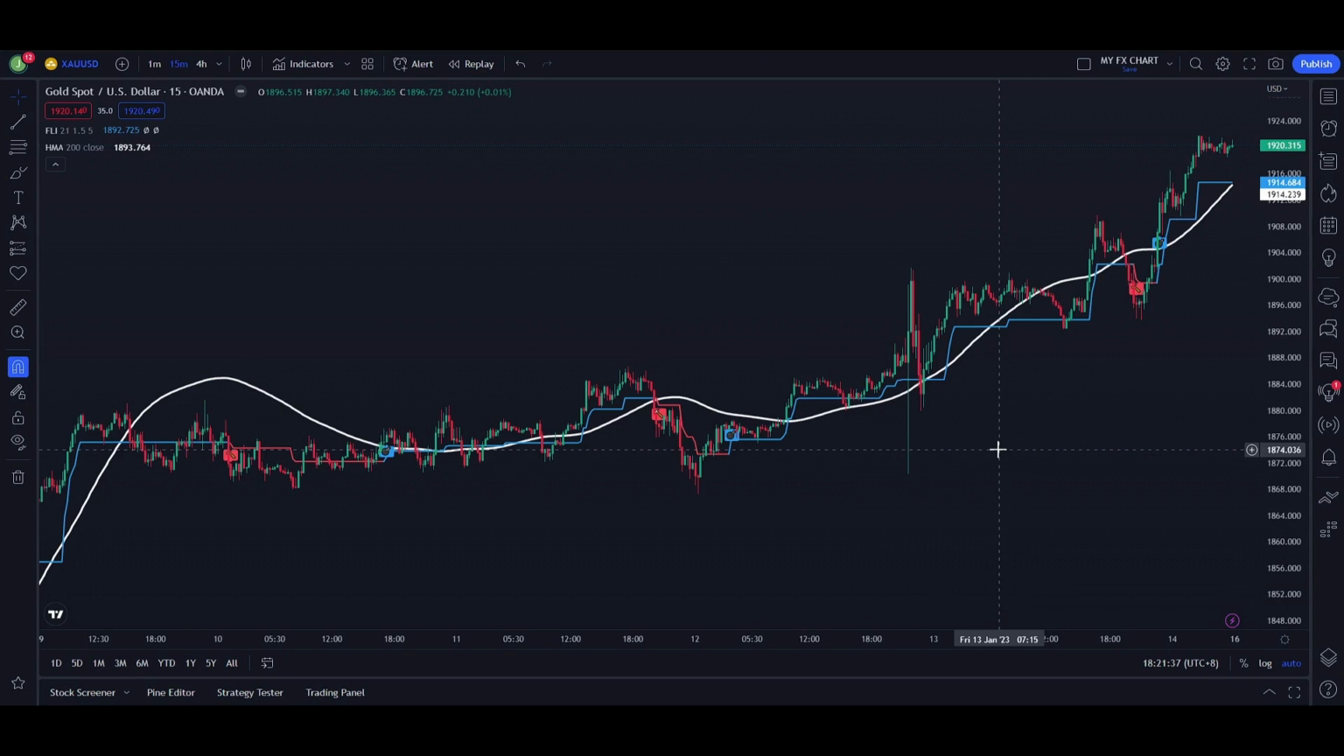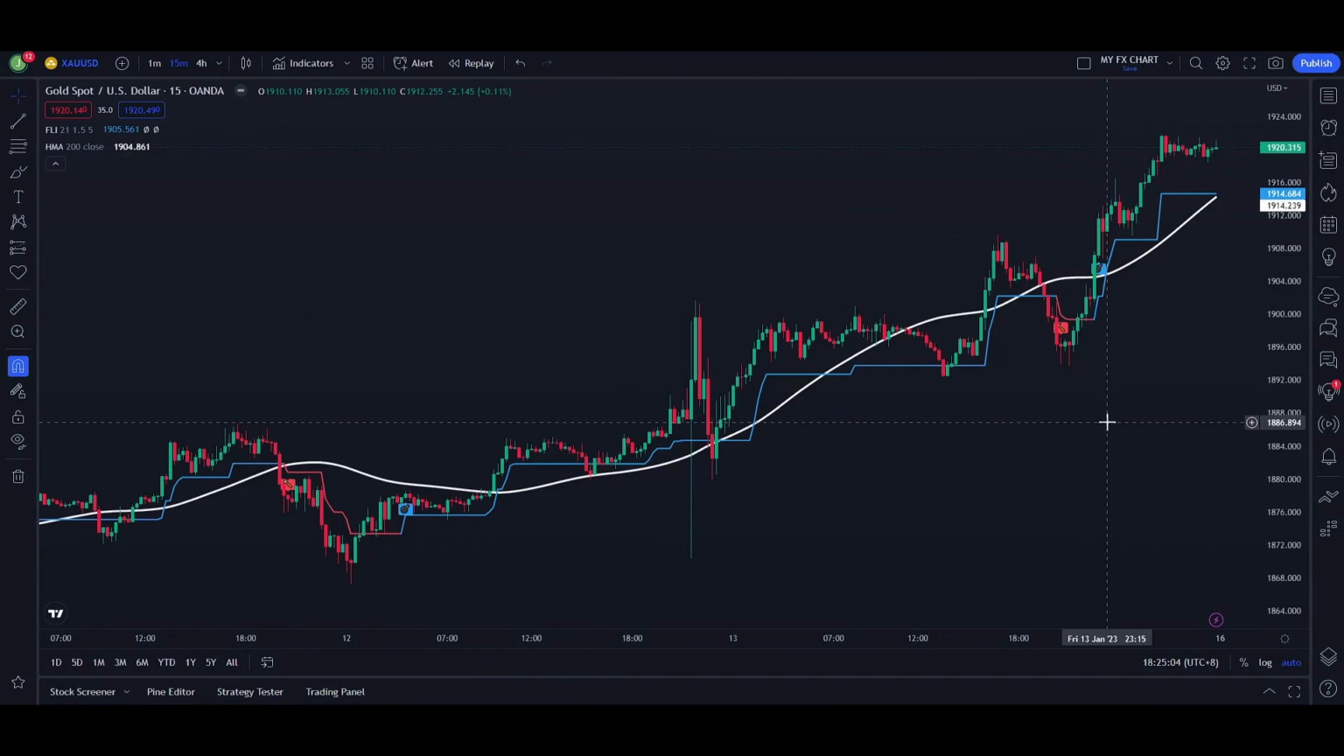If the price action is above the HMA indicator, we're in an uptrend market and we should only take buy signals. If the price action is below the HMA indicator, we're in a downtrend market and we should only take short signals. The last indicator we'll be adding is the MACD or moving average convergence divergence.